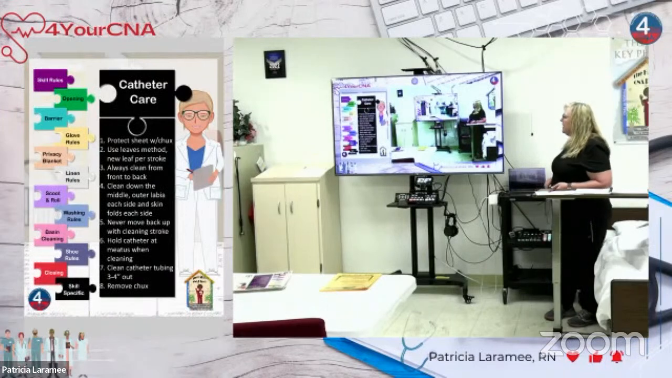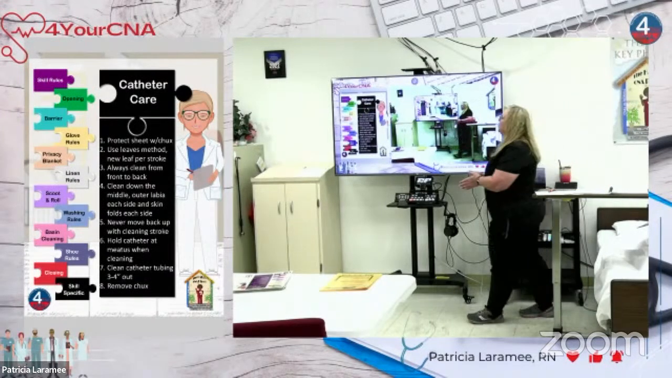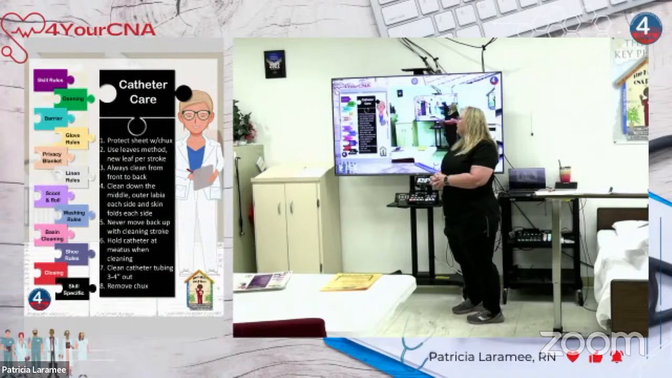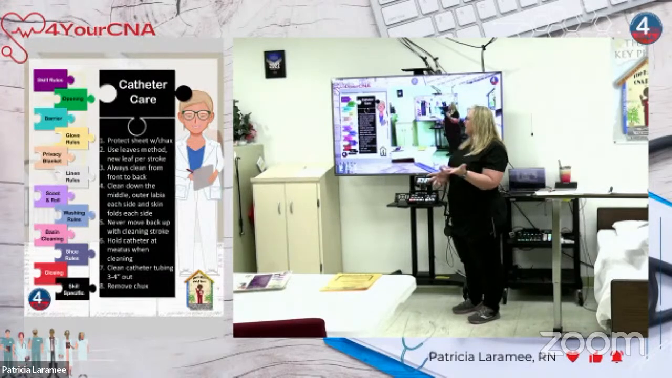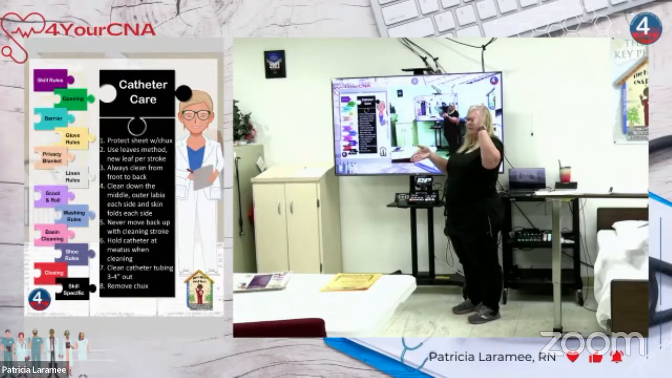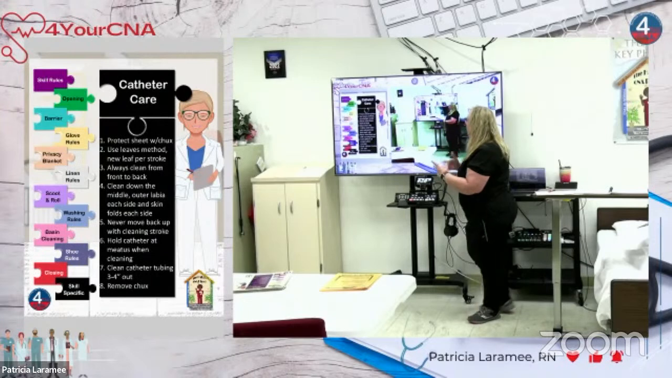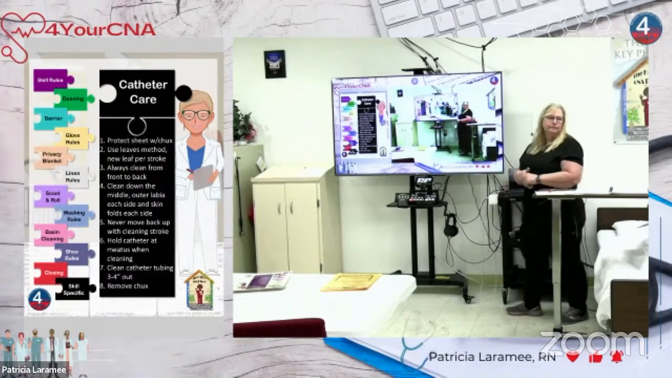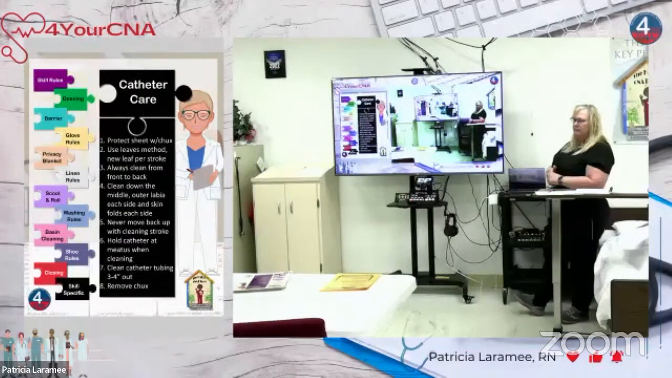All right, so here are our testing checkpoints. We're going to protect the sheet with the chucks. We're going to use leaves method with a new leaf for each stroke. We're always going to clean from front to back. We'll clean down the middle on the outer labia and then the skin folds. We never go back up. We're going to clean the catheter away from the body, holding it where it exits the body. And at the end, we're going to remove the chucks. Good. Pretty easy, right?